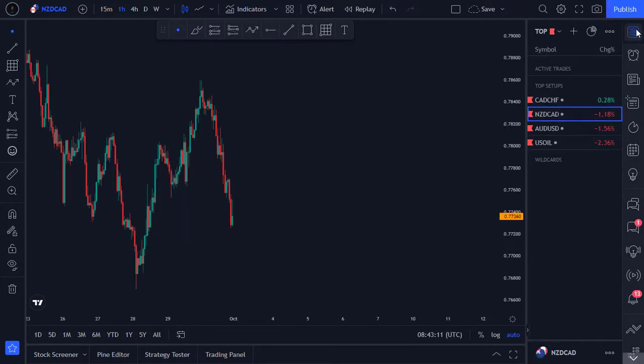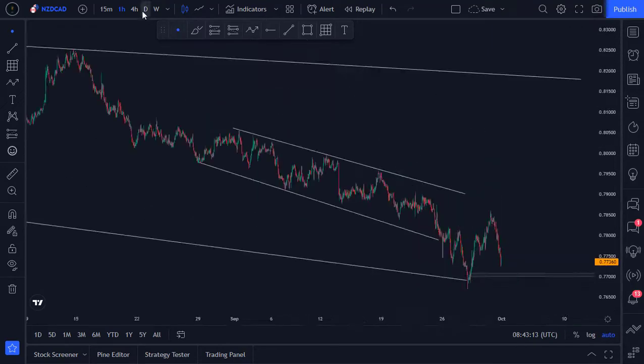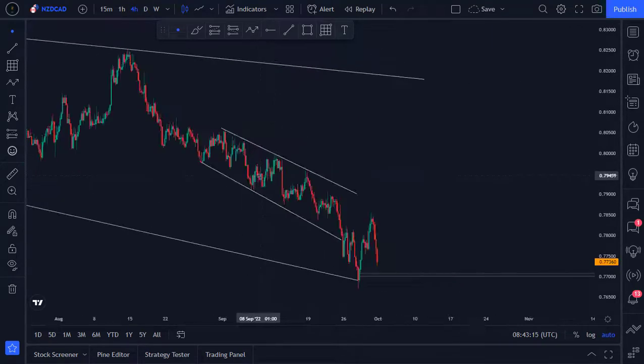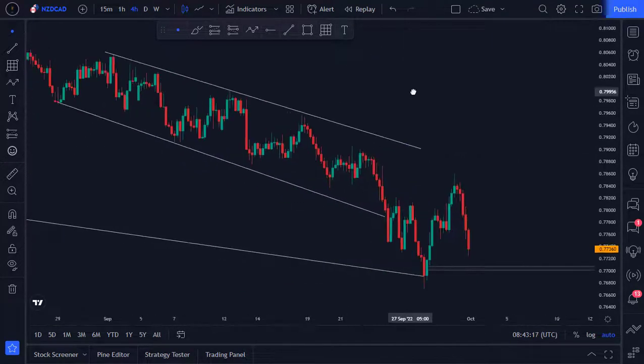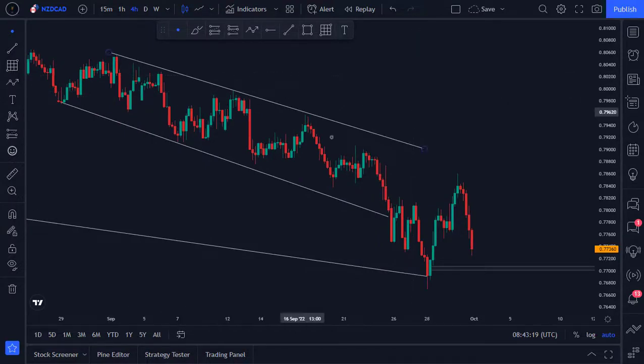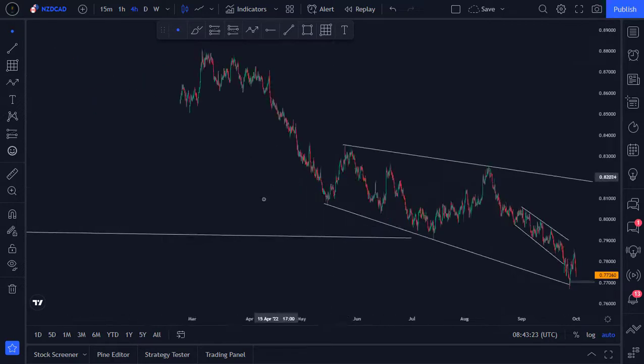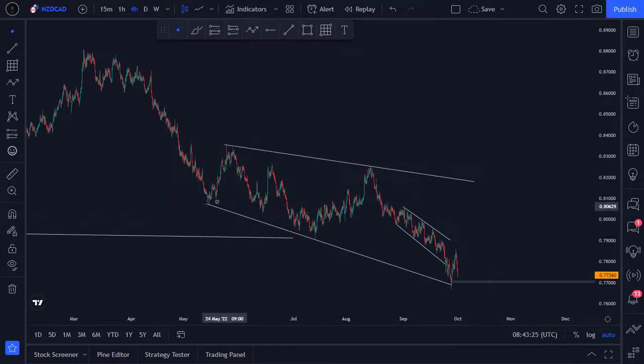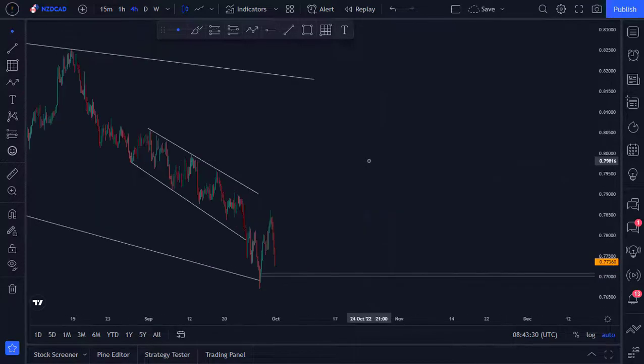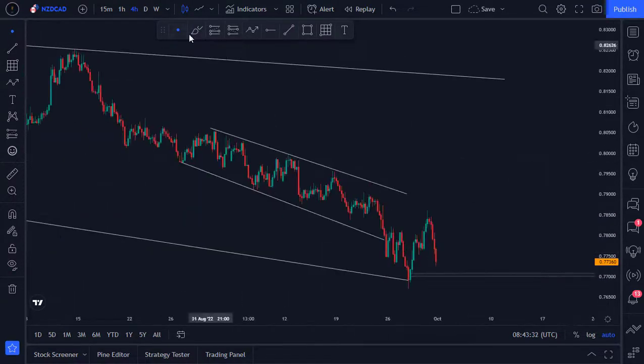Next we looked at Kiwi CAD. Kiwi CAD, we had this pattern over here. Okay, we had this inner pattern of which we were to look for buys from these levels. But also I remember telling you guys that if the price extends, then we'll have this bigger pattern. Okay, we'll have this bigger pattern completed. And so the price did extend to the downside.